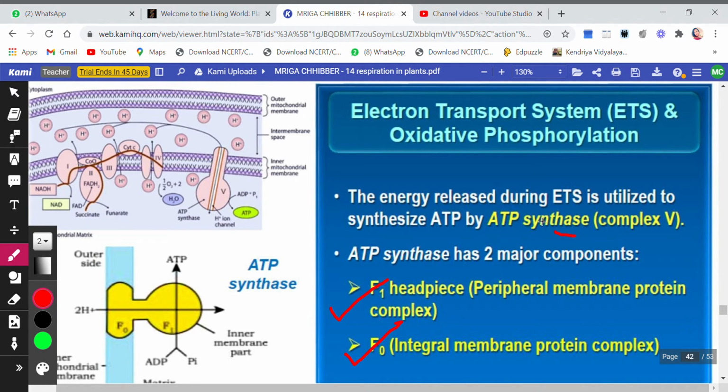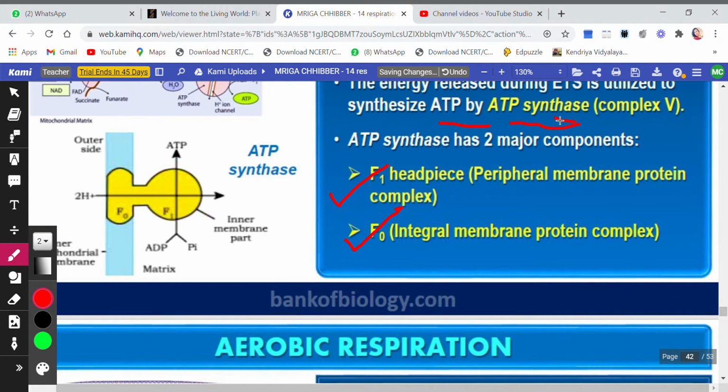The energy released during ETS is utilized to synthesize ATP by ATP synthase, and you also remember ATP synthase in the photosynthesis chapter. We had done this, that ATP synthase has two major components: the F1, that is the head piece, if you remember, and the F0, that is the integral membrane protein, which was present in the membrane. You see, F0 is present in the membrane.